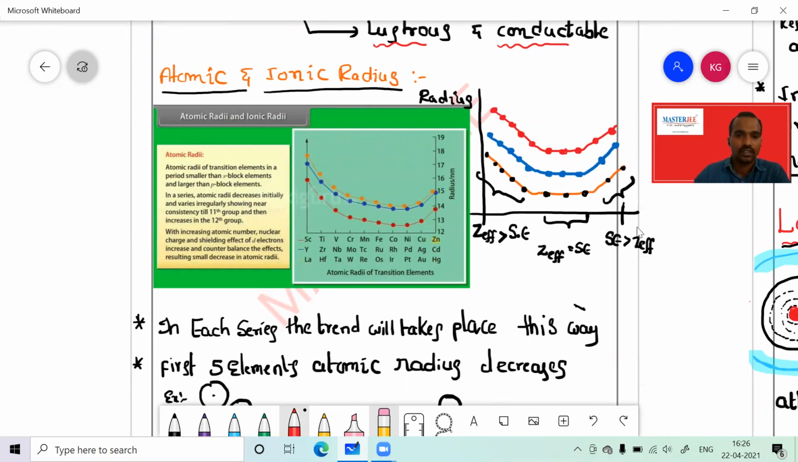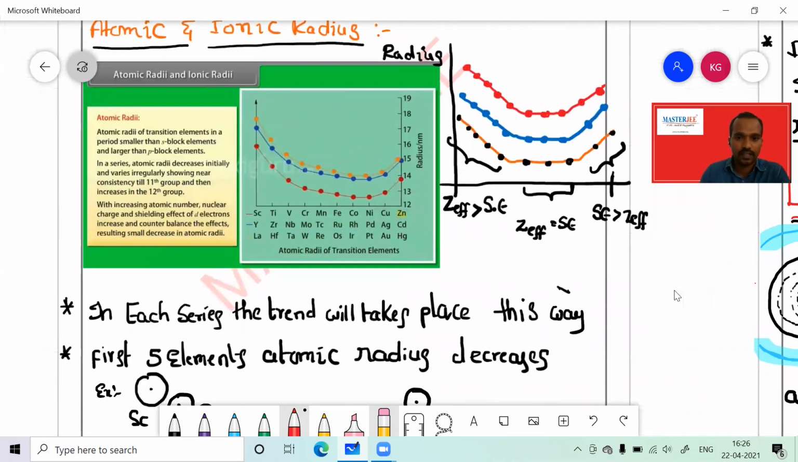Next, coming to atomic and ionic radius, let us see how the trend carries in the D block or transition elements. From this graph we can understand that from scandium, titanium, vanadium, chromium, manganese, the atomic radius slowly decreases. Then it stays constant in the iron, cobalt, nickel cases. And then from copper to zinc, it increases.